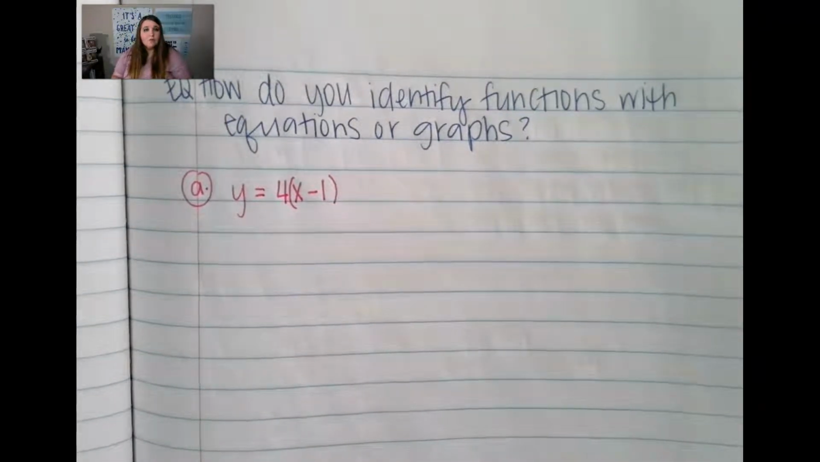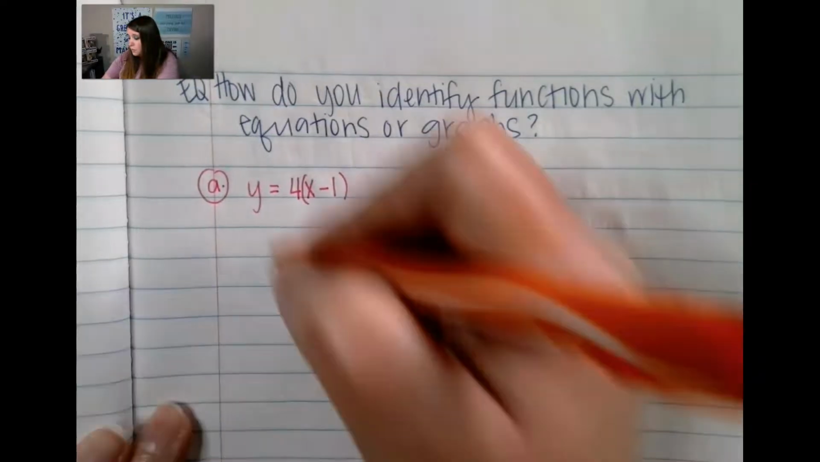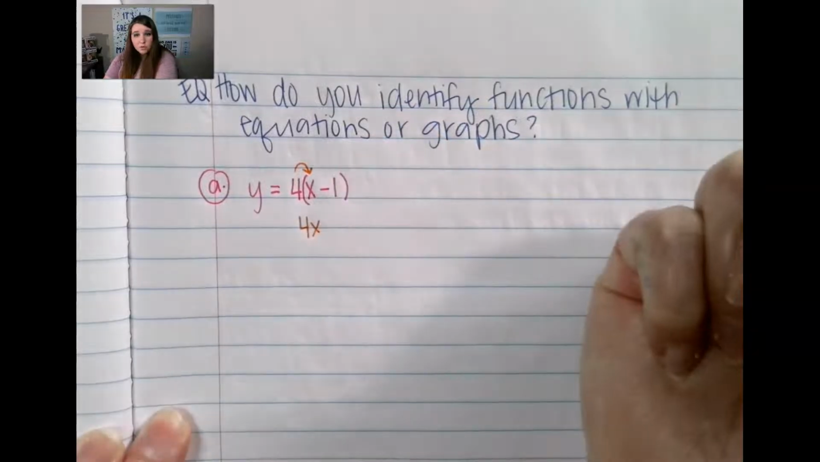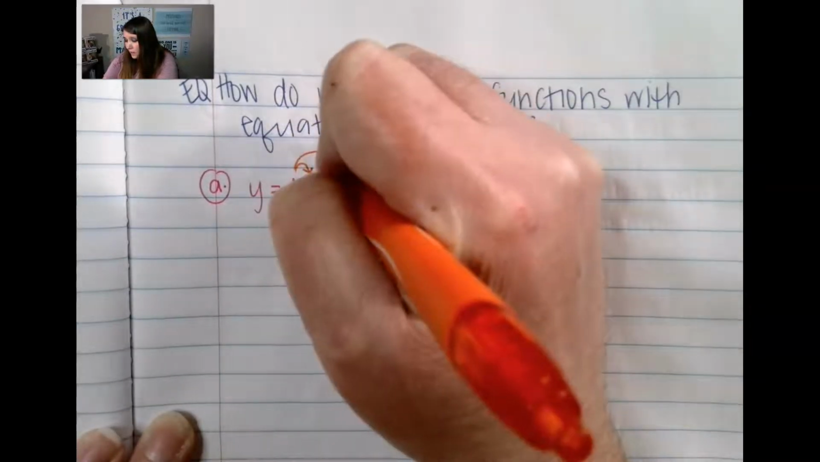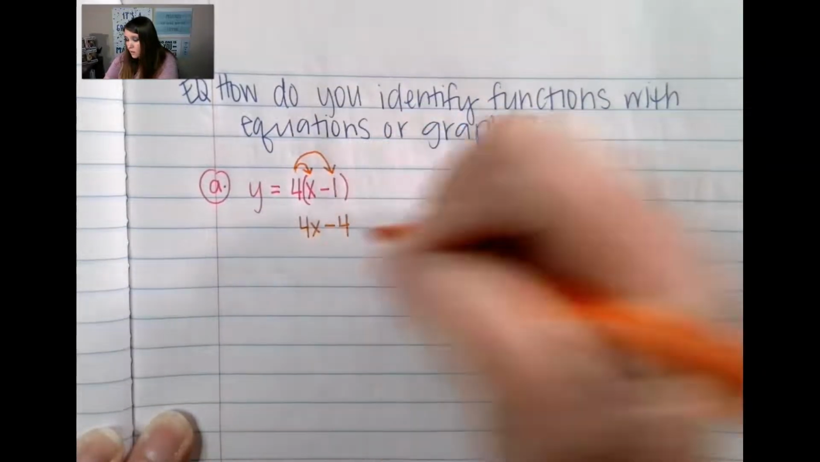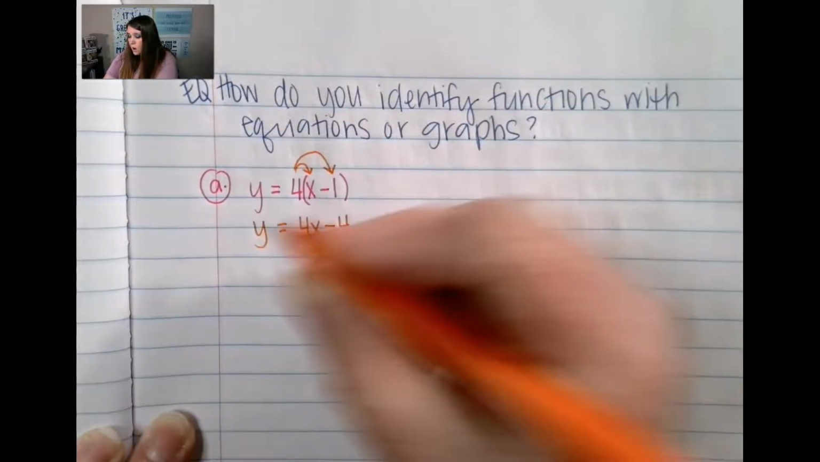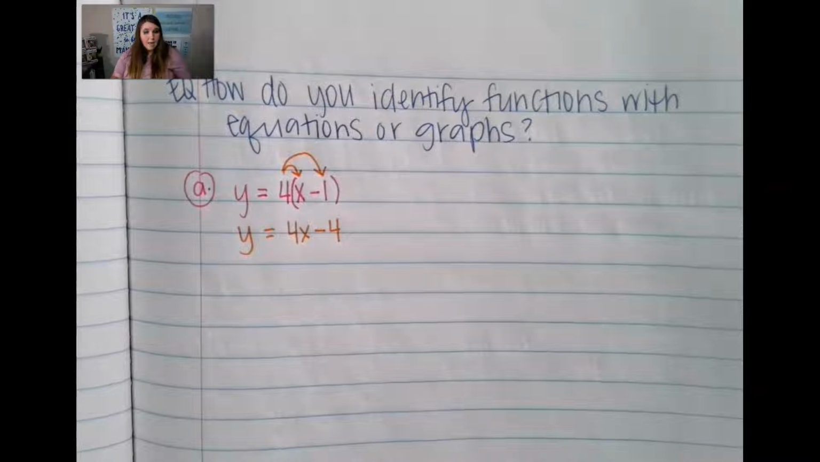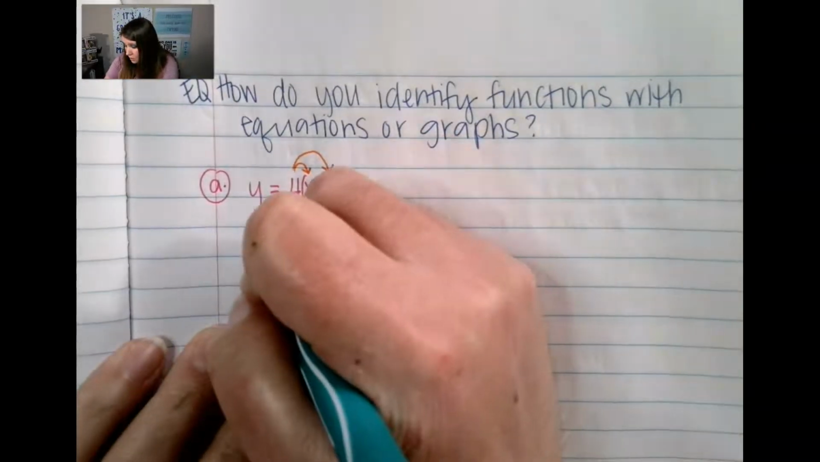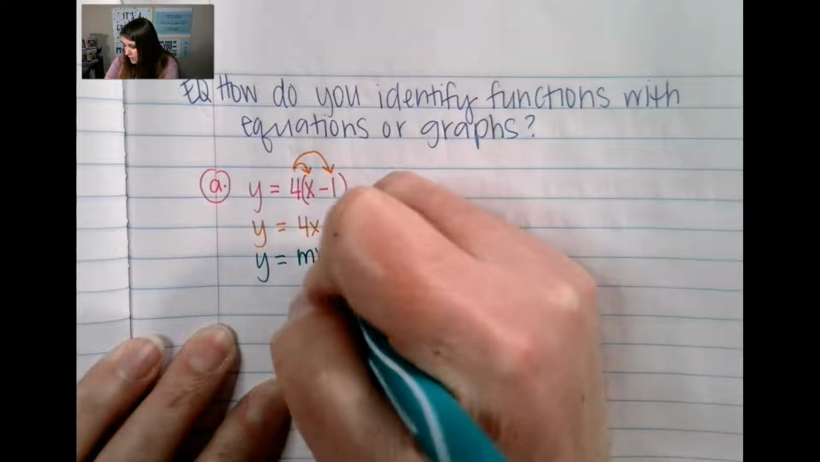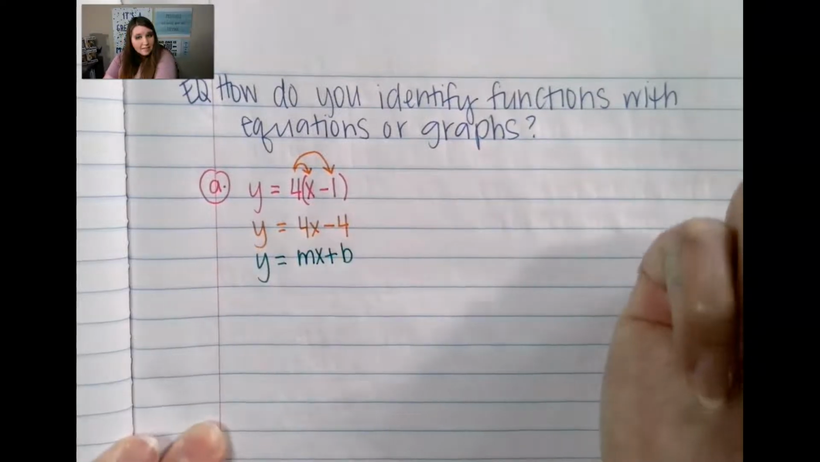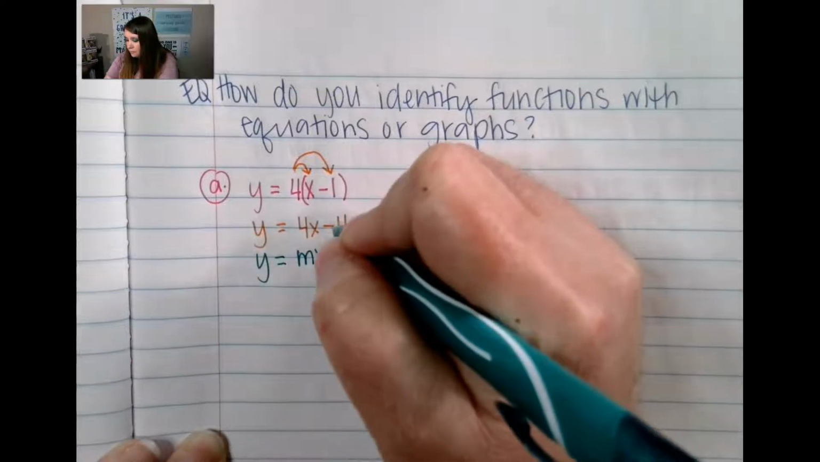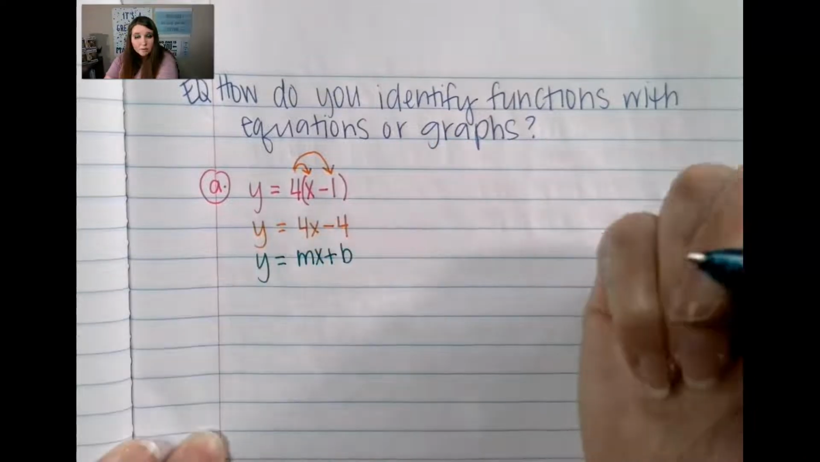We're going to start by using the distributive property. We have 4 times x, which is 4x, and 4 times a negative 1, which is negative 4. So this is y equals 4x minus 4. Does it fit into y equals mx plus b? Let's look. It does, and this could be plus negative 4.